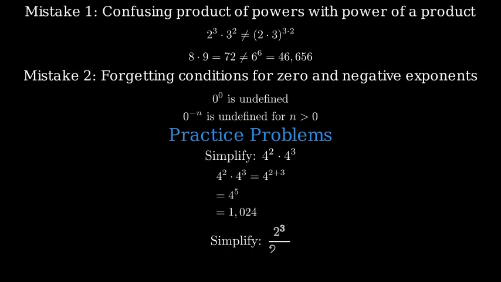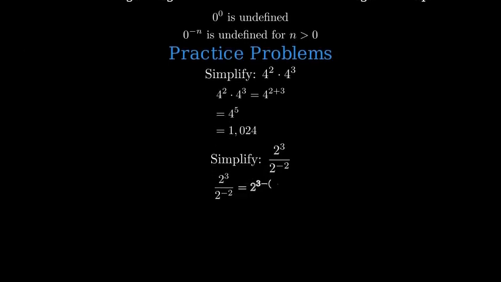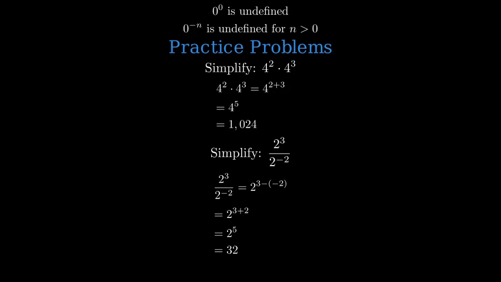Next, let's simplify the fraction 2 cubed over 2 to the power of negative 2. Using Rule 2 and Rule 7, we have 2 to the power of 3 minus negative 2, which is 2 to the power of 5, or 32.